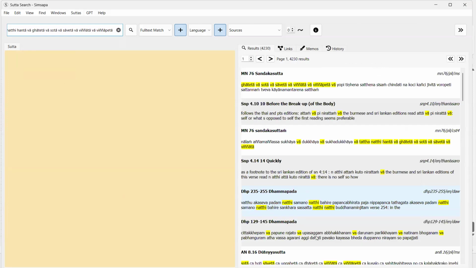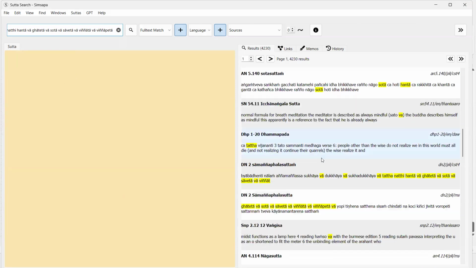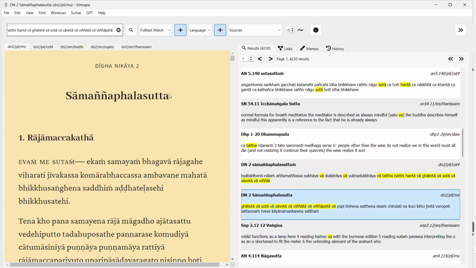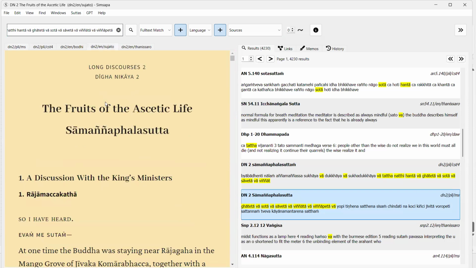it's DN. Can you see a DN? So the DN is most. Can you see this line DN too? This is the one. It means it's Samana Pala, the fruit of Samana. So you can find this here. So maybe technically it should be DN2. DN is a long discourse, and if you want to find the exact line, it will take you a long time. So you don't have to.